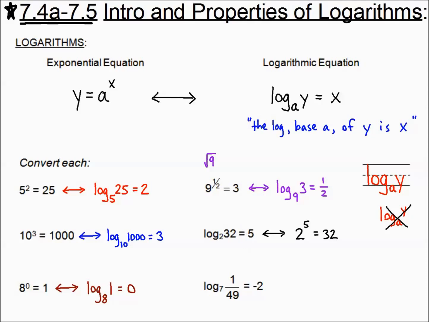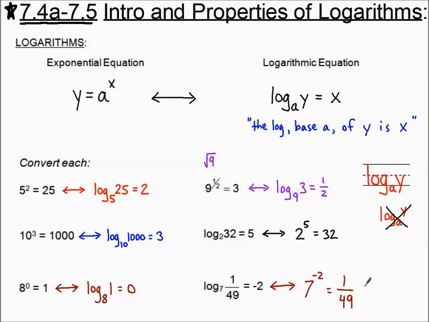Sounds good. Let's do one more. Convert it out of logarithmic and into exponential. I need my base first. The base is this 7, so I'll start with that. The exponent must be this -2. And I wanted to show you this one to remind you that a negative exponent is going to make a fraction, because negative exponents mean reciprocals, or mean move the base to where the exponent would be positive. So this is going to move to the denominator, and then 7 to the +2 becomes the 49.